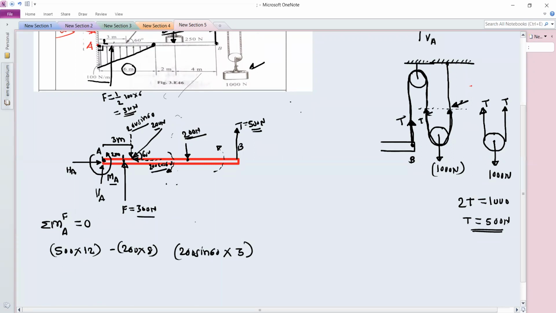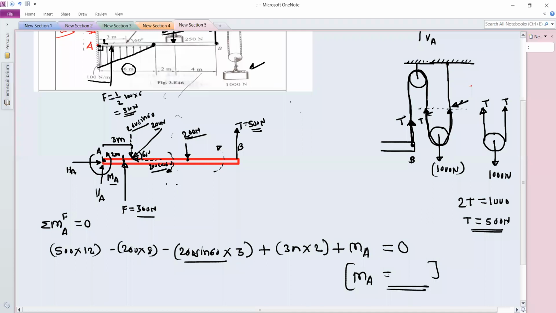After that, we have 300 Newton into distance 2 meter, and the moment is positive because it is anti-clockwise. And plus, we have to add this moment reaction, which is MA. So plus MA. I have taken this plus because we have considered this to be anti-clockwise. If you consider this clockwise, we have to take this minus. So right now it is plus only, and this is equal to 0. This 200 sin 60 into 3 is negative because the moment is clockwise. And calculate the value of MA.